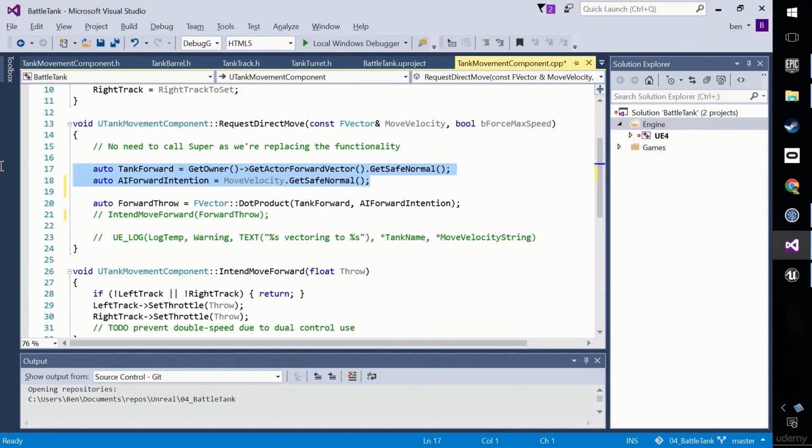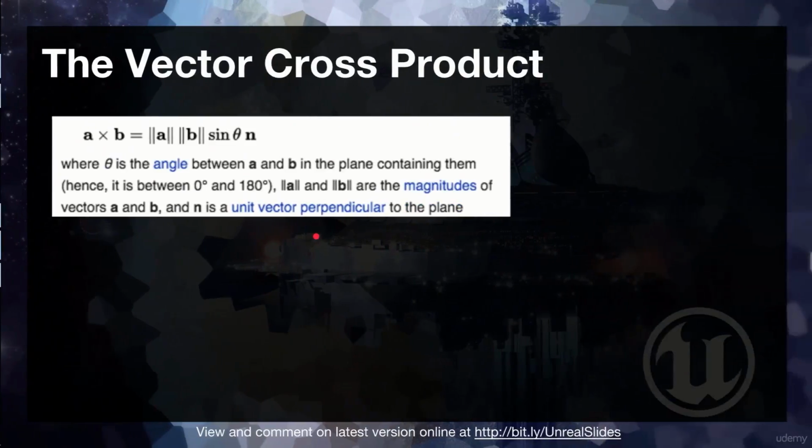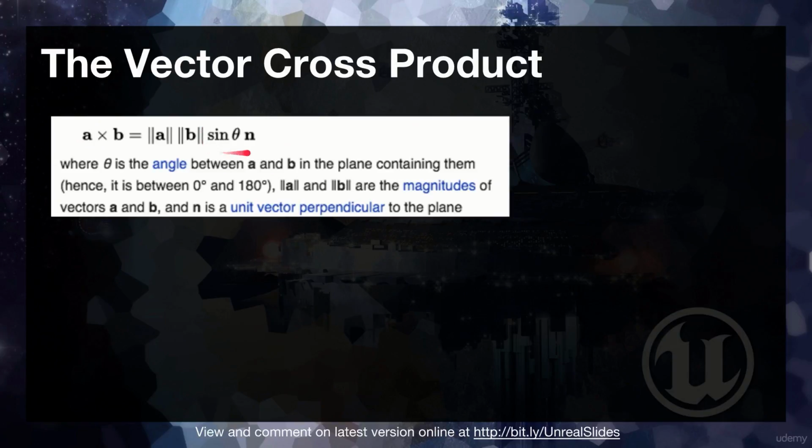Okay, so we can just see these two vectors as independent. Great. And then it's sine of the angle between the two, different to before by 90 degrees, we've just talked about that, times n, which is a unit vector perpendicular to the plane. It says the plane on Wikipedia. What it's talking about is the plane defined by A and B.